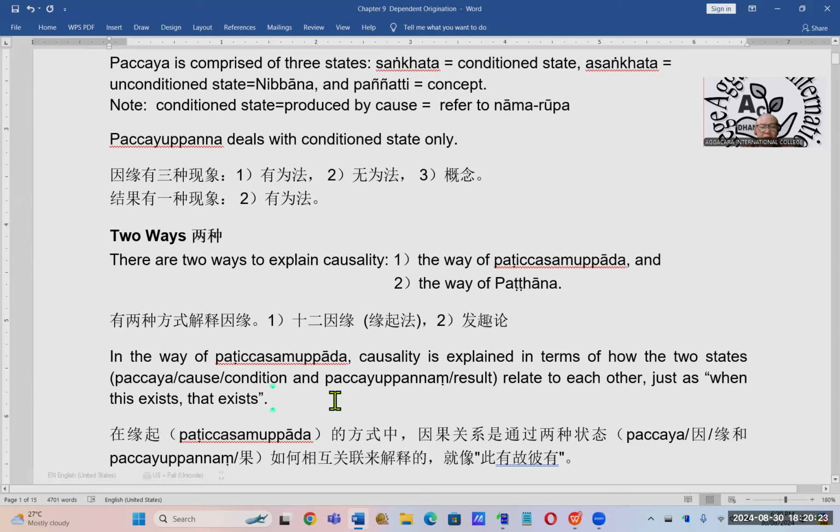When this exists, that exists. This means that when this one does not exist, this one does not appear, and that also does not appear. It's very easy. If A exists, then B will appear. If A does not appear, then B will not appear. All right, so it's just a statement there.